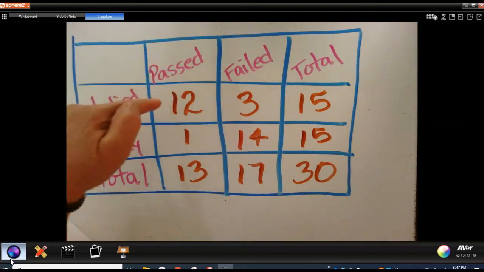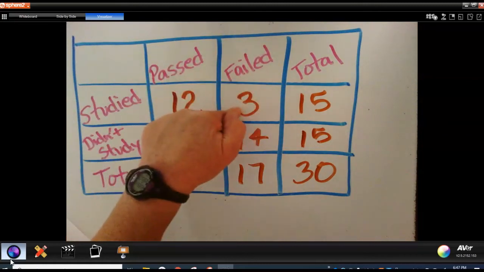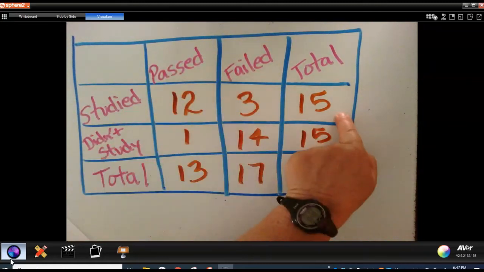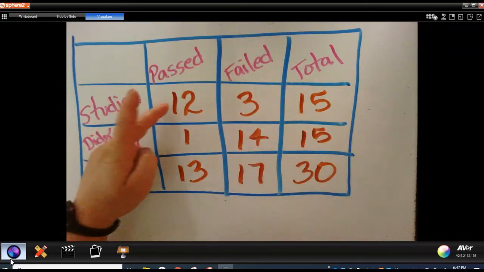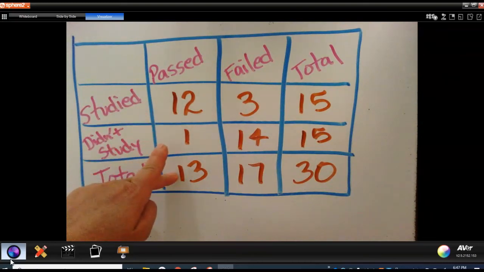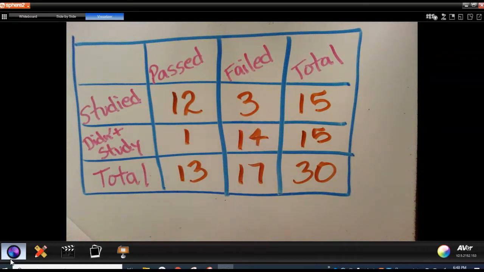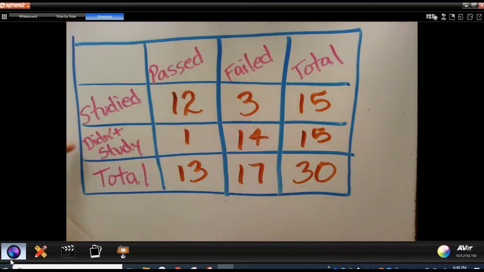Here are students who studied and passed. Here are students who studied and yet they failed, and those students add up to 15. Likewise, the students who passed the test, 12 of them studied and 1 of them didn't, for a total of 13. And one more piece of information, you could have written the studied and didn't study up here and the passed and failed right here. It doesn't matter how the data is laid out as long as you are consistent.